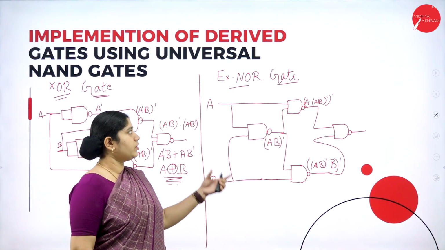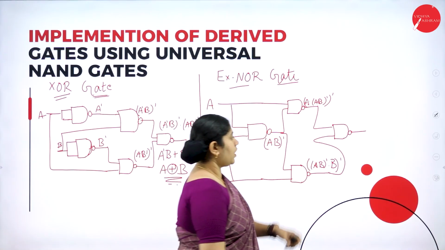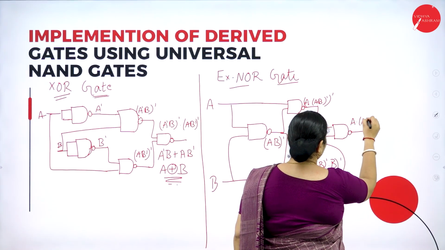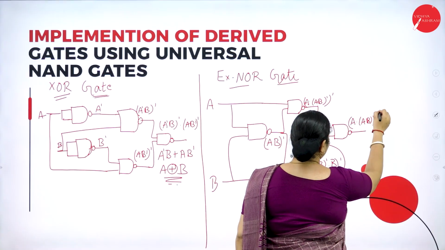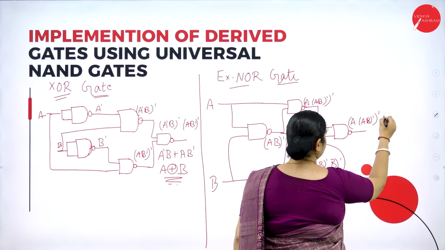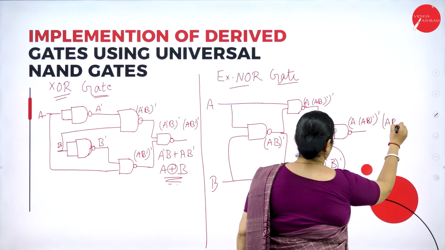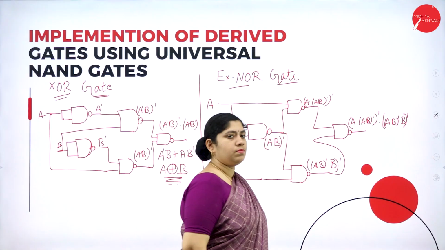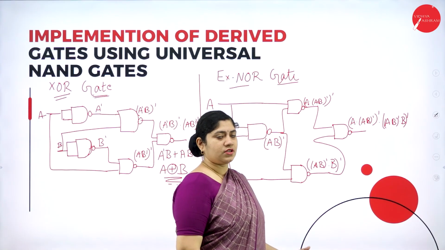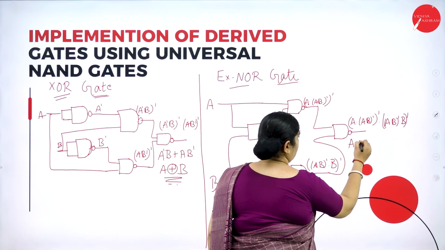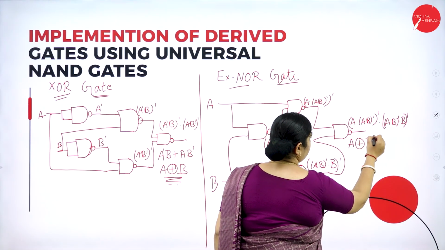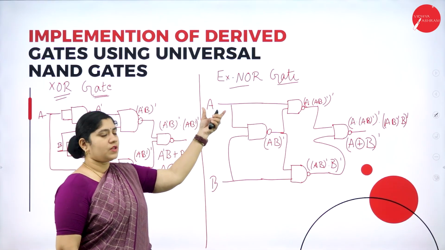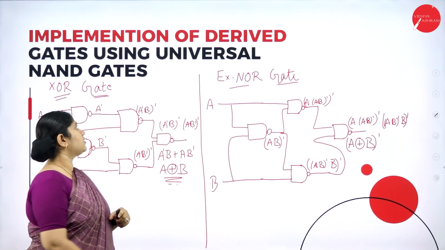Yes, that is all about the implementation of the XOR gate. At the output, what we'll be getting is A into AB whole bar into B whole bar. And again, by De Morgan's law, what we can expect here is A XOR B whole bar. So this is how we can implement a simple XNOR gate by using a universal NAND gate.